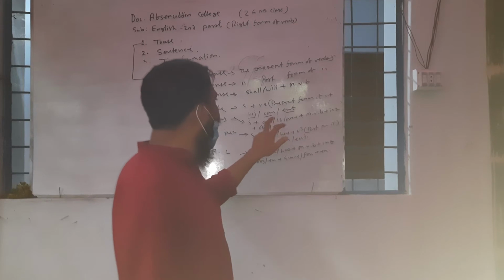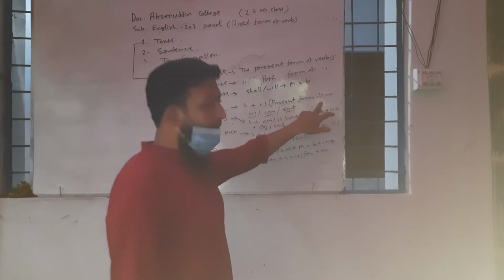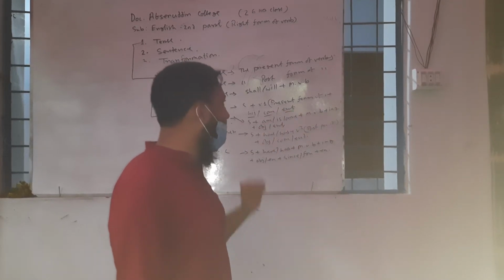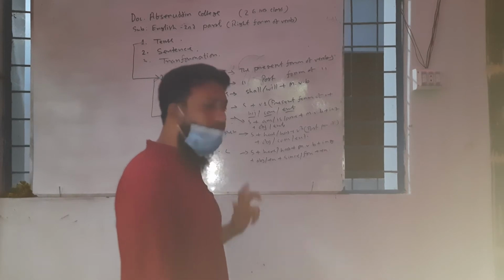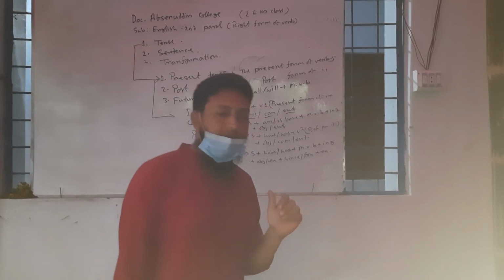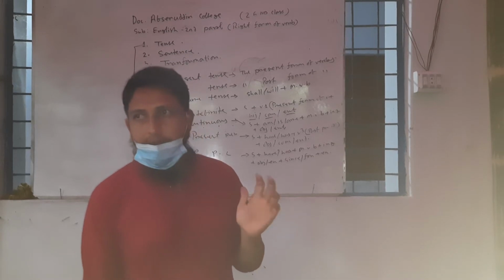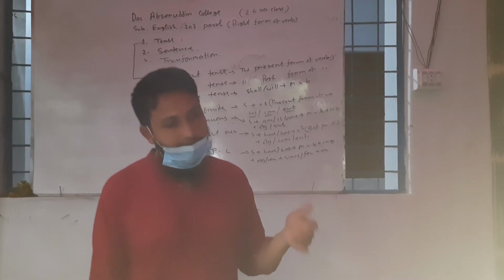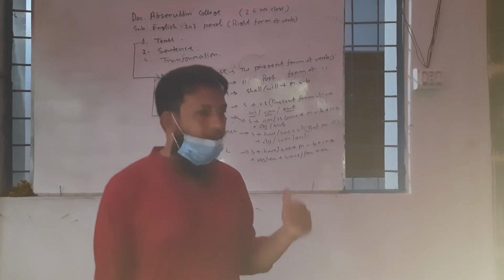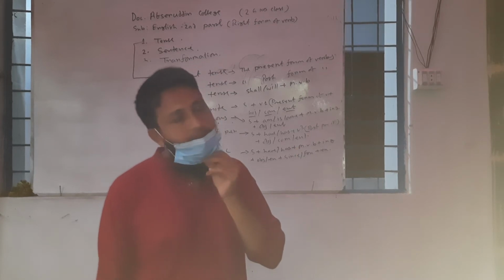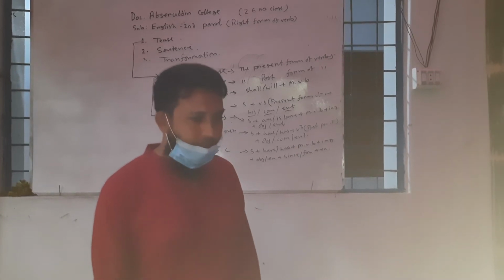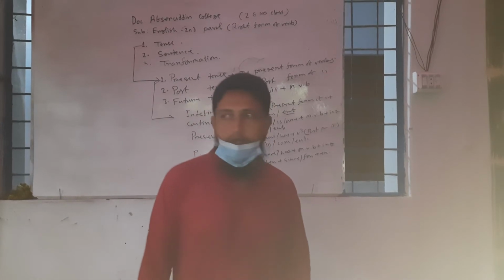And here, present form of verb. I have written here present form of verb. Present form of verb is a kind of verb that may take any kind of affix. Like that, it may take S, yes, IES, if the subject becomes third person singular number.